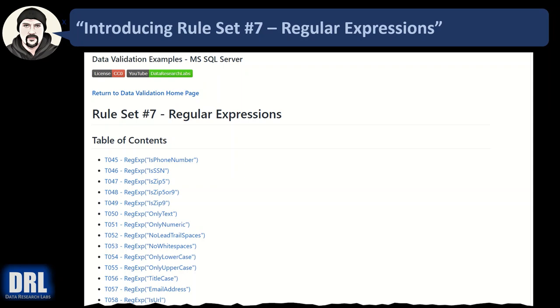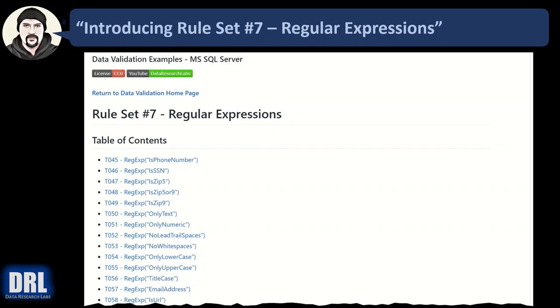The upsides include flexibility and power. You can do a lot of different searches, and it's easily configurable and separated from the code. The downsides are complexity. It's hard to read and debug, and it's less performant. Think table scan. There are 14 examples in this rule set, and we're going to get started with phone number right now.